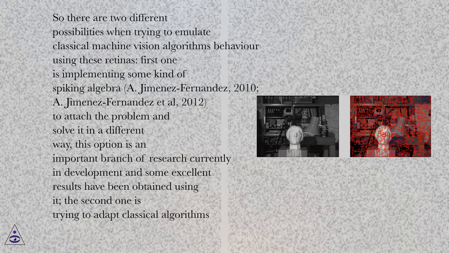The first one is implementing some kind of spiking algebra, A. Jimenez-Fernandez, 2010, A. Jimenez-Fernandez et al., 2012, to attack the problem and solve it in a different way. This option is an important branch of research currently in development and some excellent results have been obtained using it. The second one is trying to adapt classical algorithms to the new paradigm in some way.